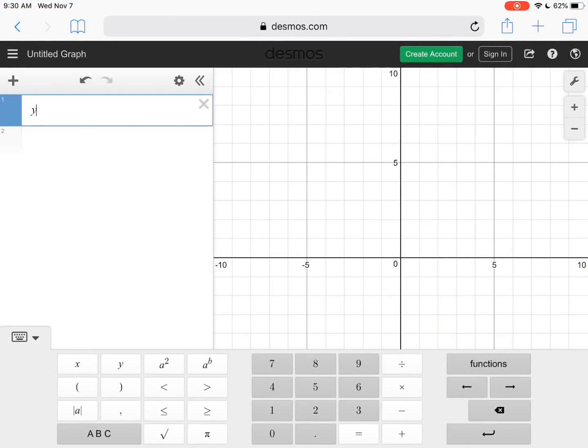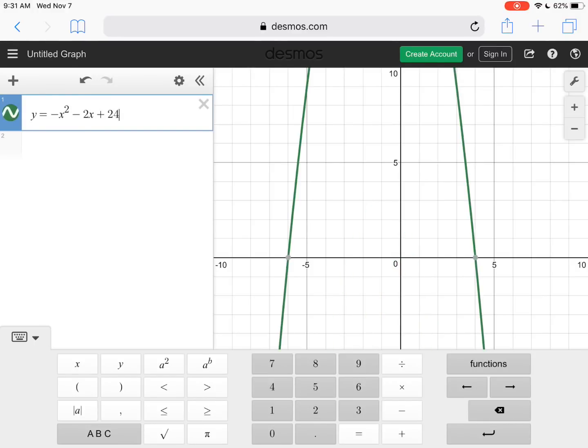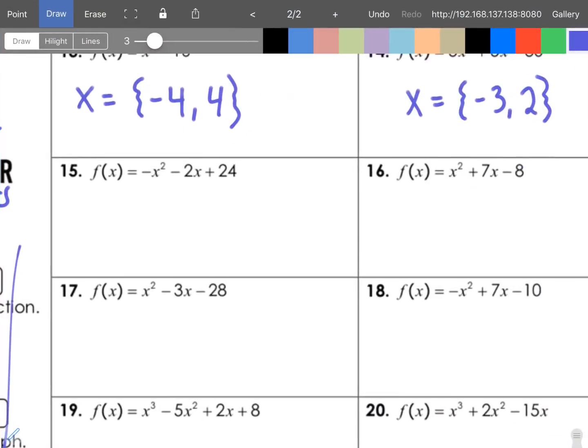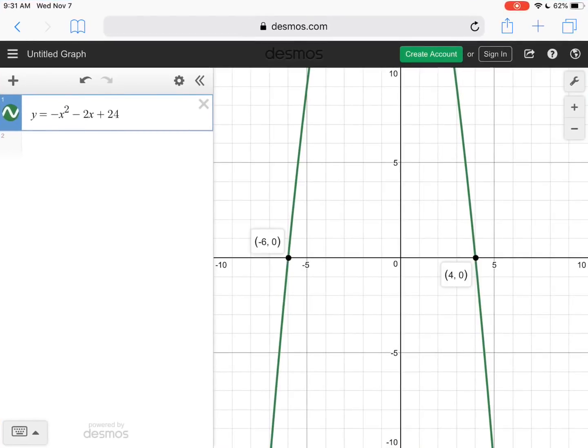Y equals negative x squared minus 2x plus 24. Again, put your cursor right over the 2 points that hit the x-axis. Those are your zeros. Those are your roots. So negative 6 and negative 4. X equals negative 6 and positive 4, I'm sorry. Negative 6 and positive 4, right? Yeah, positive 4.